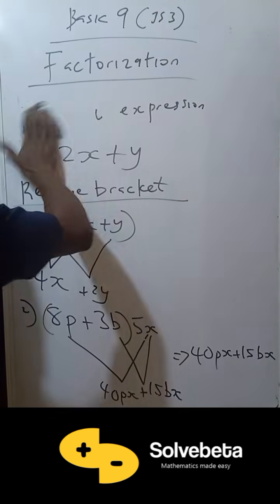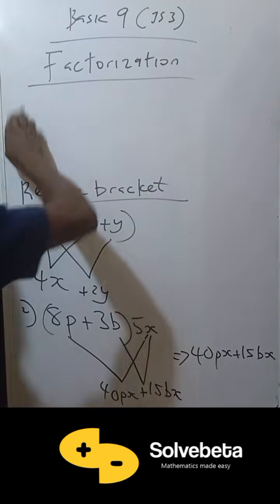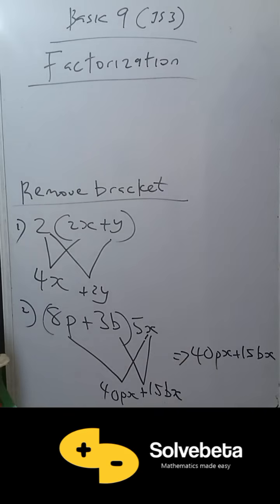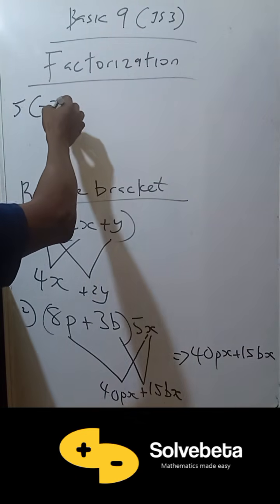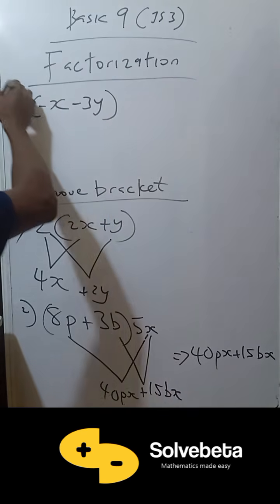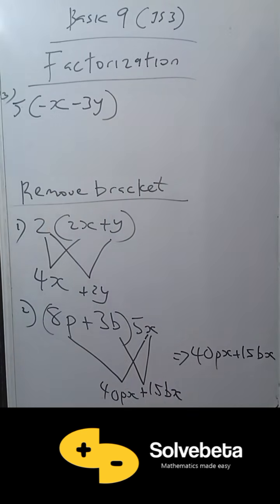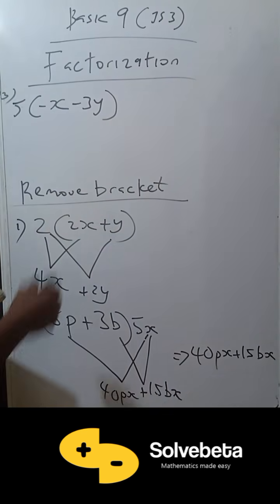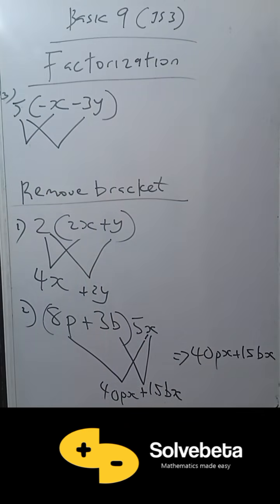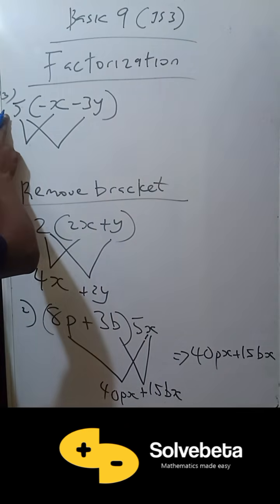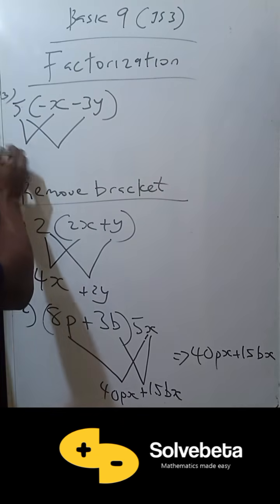So let's take further examples. What if you have this? You can have 5 into bracket minus x minus 3y. We have to multiply 5 by minus x and 5 by minus 3y. It's not difficult. This 5 is positive. Positive times negative is negative.